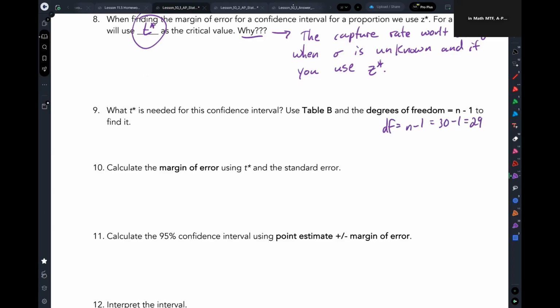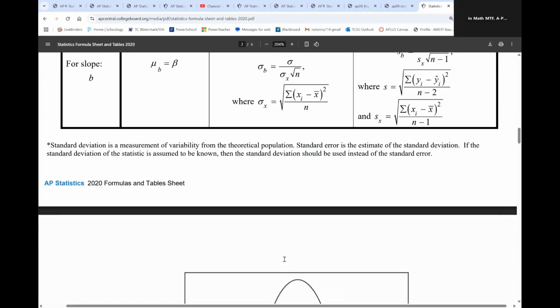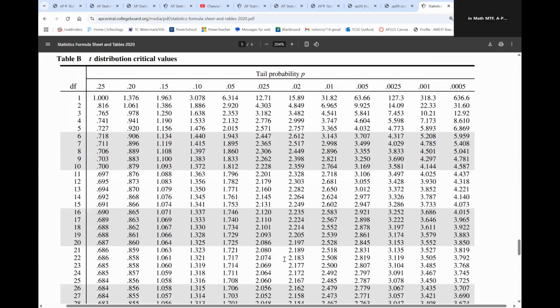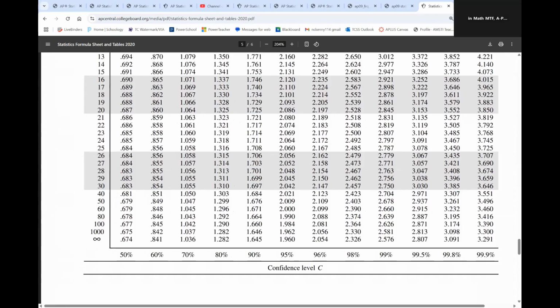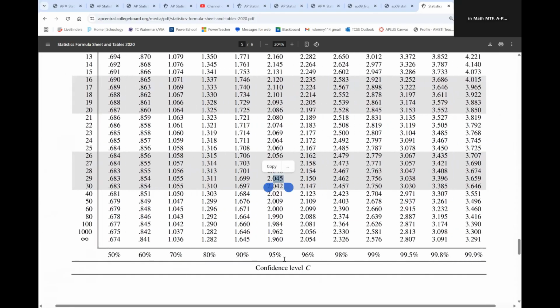And so I showed this in class. If you go to the formula sheet, you scroll down to your T distribution. There we go. So we've got our degrees of freedom of 29 right here, which I guess you can't easily see, but 29 and there we go. And 29 is all right there, 95% confidence interval at 2.045. I will show in a second how to get that from the calculator as well.